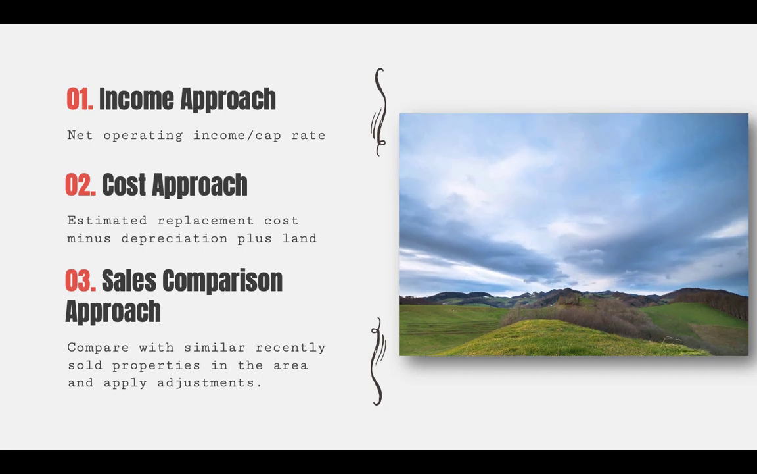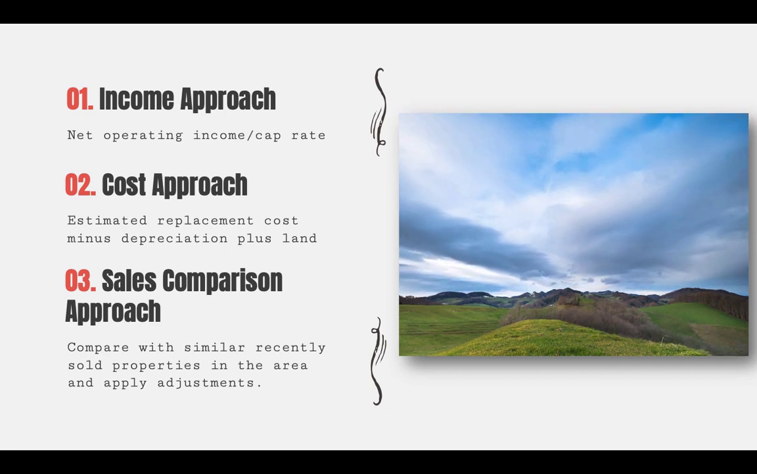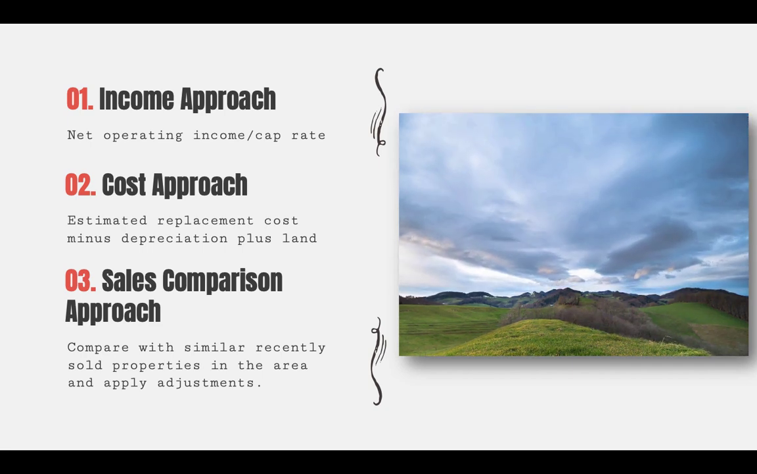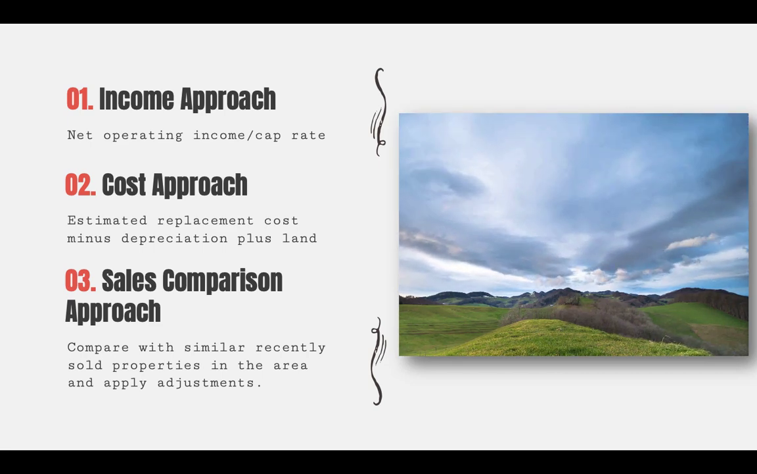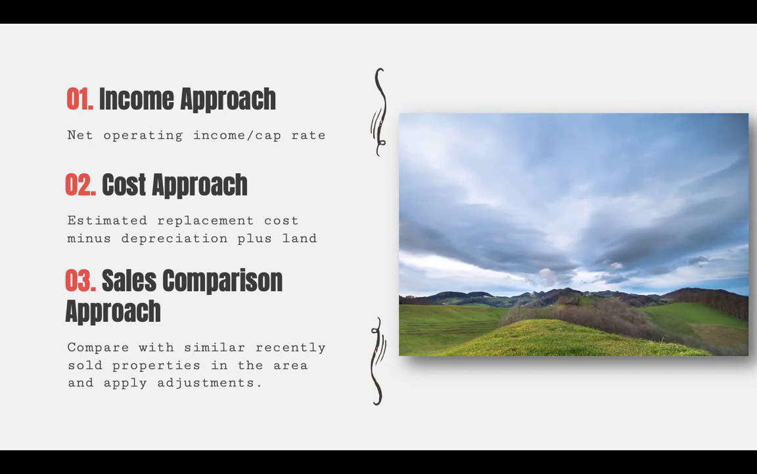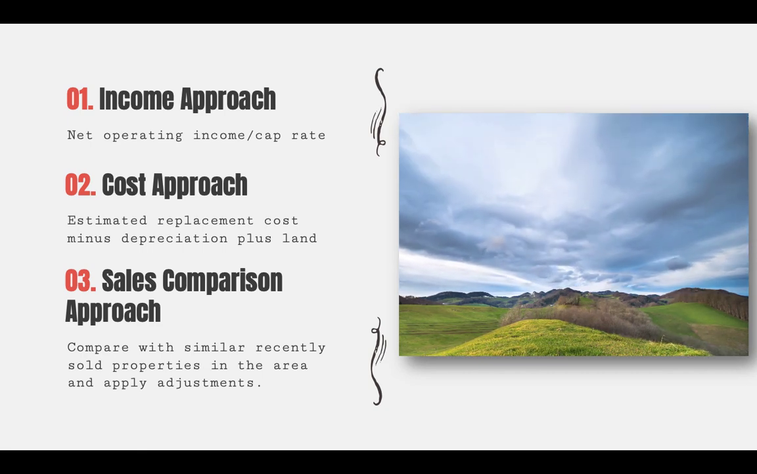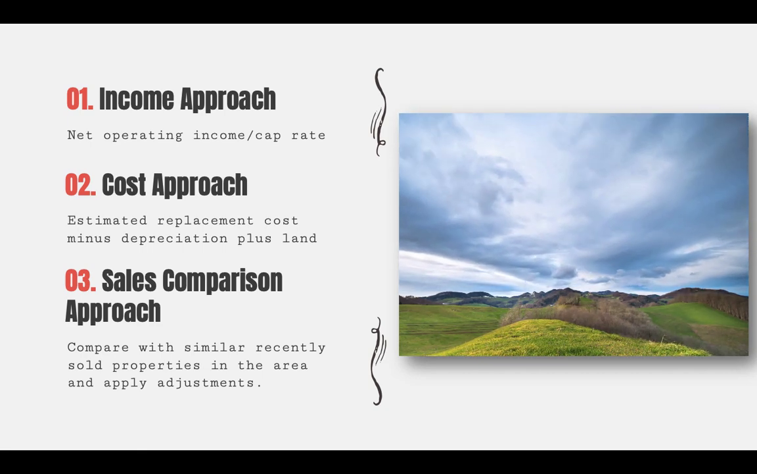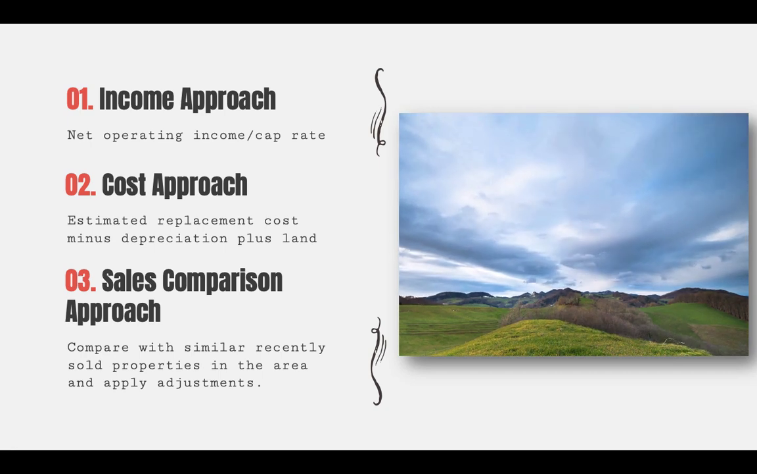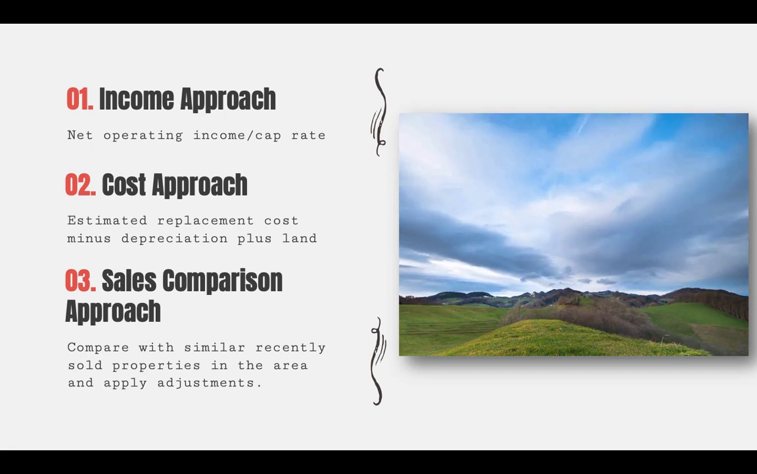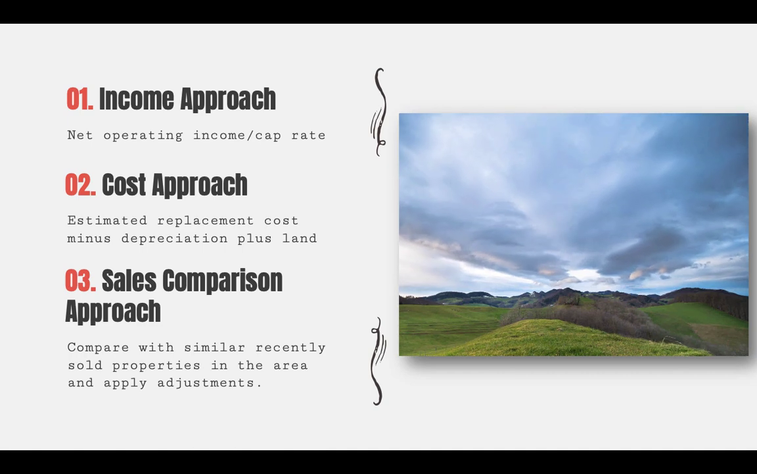There's also the cost approach, and this is used for buildings that may not generate much income, things like churches, schools, other kinds of uses that don't have an income stream. And in this approach, you look at the estimated replacement cost of the building minus depreciation plus the land.